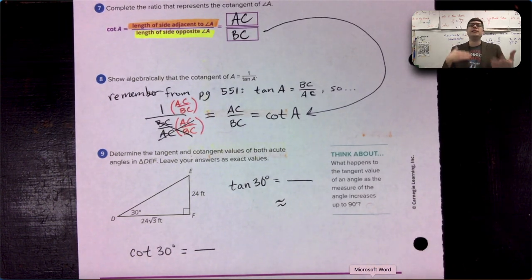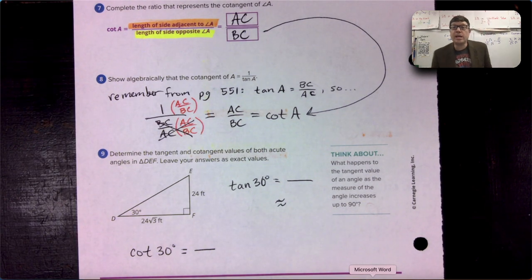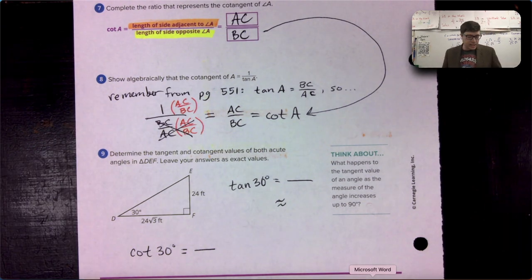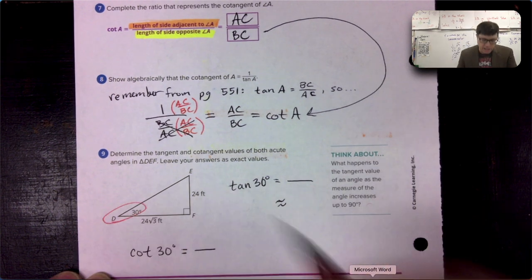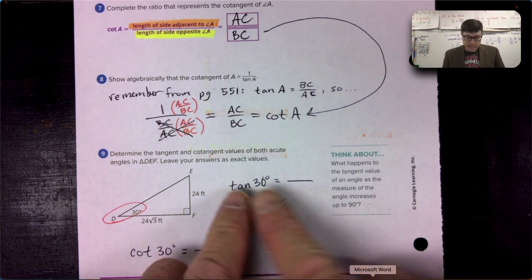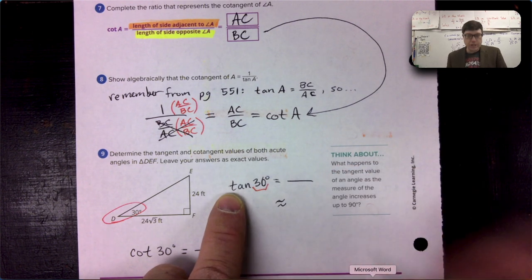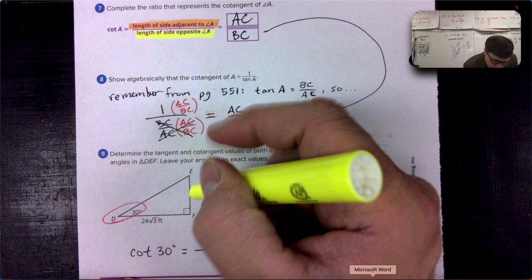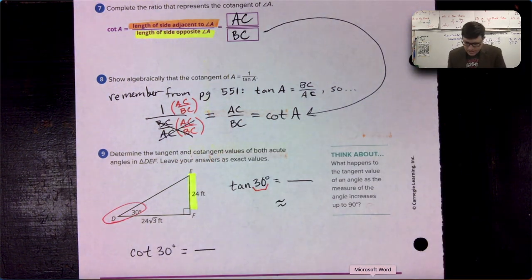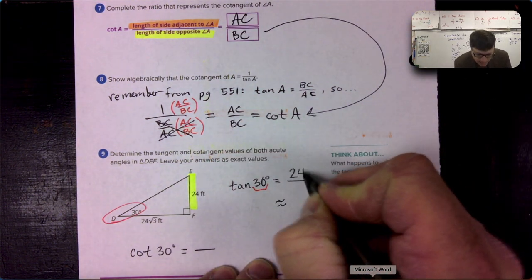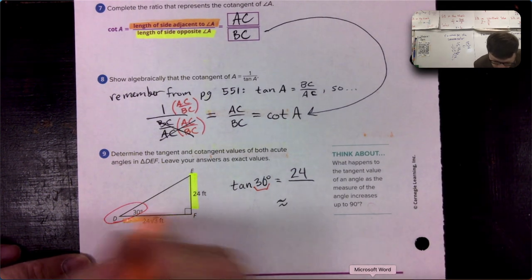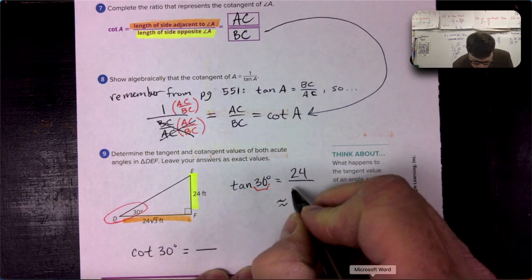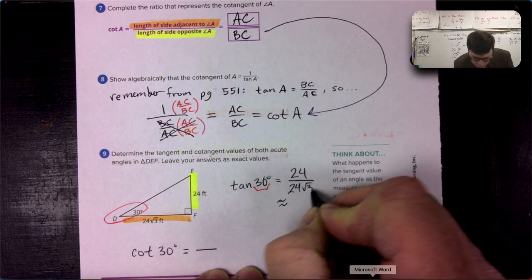Let's find the tangent of a triangle given a reference angle and some side lengths that we know. So for example, I have angle A in question 9 of 30 degrees. I would say the tangent of 30 degrees. Then I would write its fraction. And so the fraction for tangent would be opposite divided by adjacent. And in this problem, the adjacent is 24 square root 3.